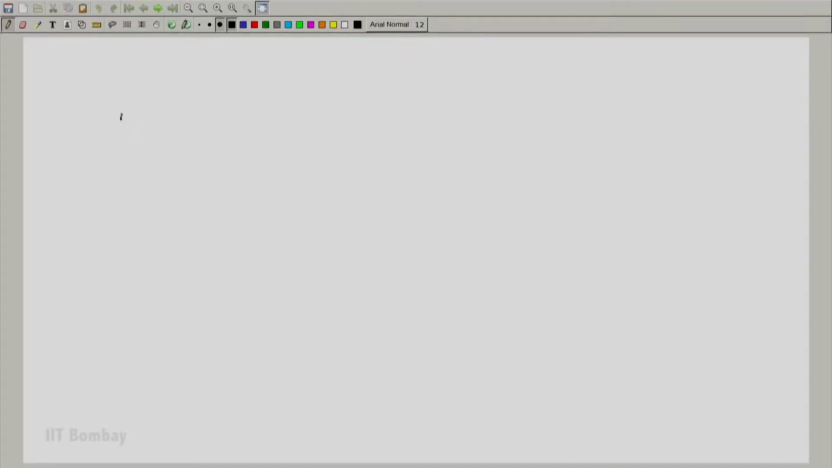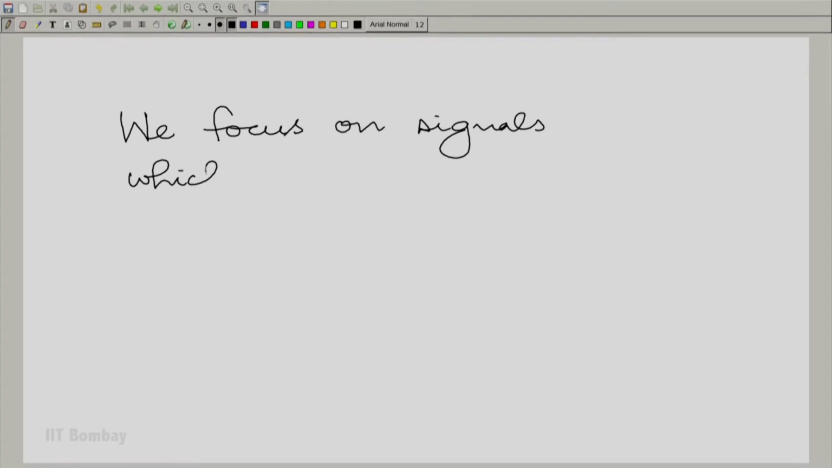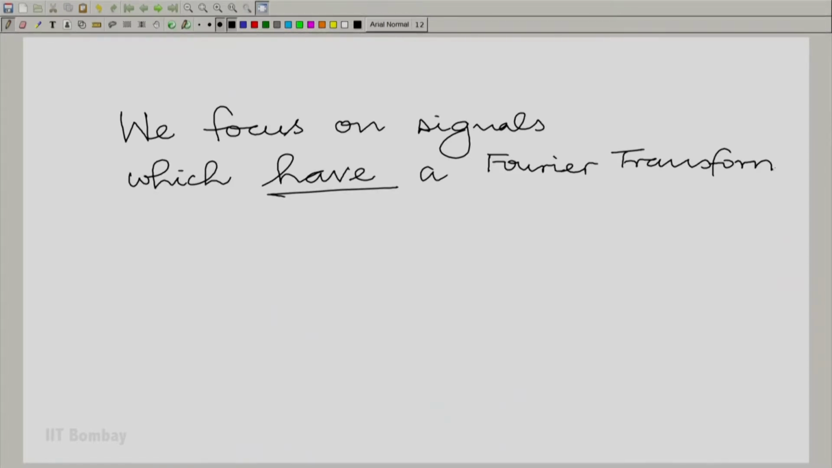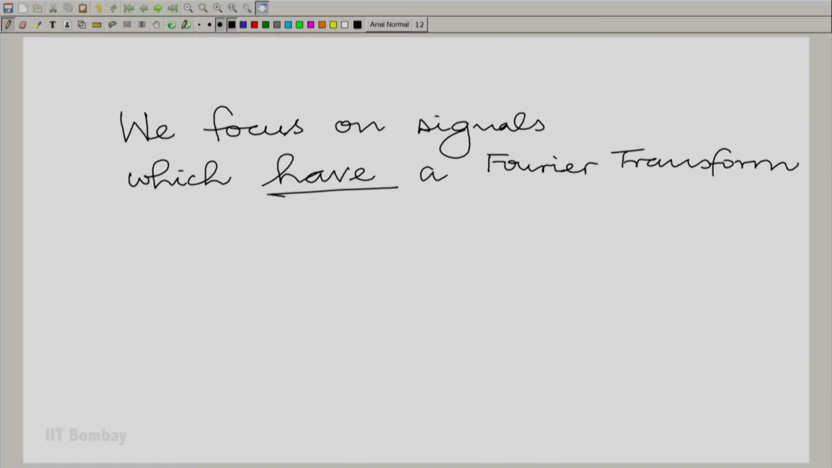Anyway, what does it mean when you say that a waveform can be thought of as comprised of many constituent sinusoids? It means the waveform has a Fourier transform. Let us write that down as the first point. So, we focus on signals that have a Fourier transform. What does it mean? Let me give you an example of both.